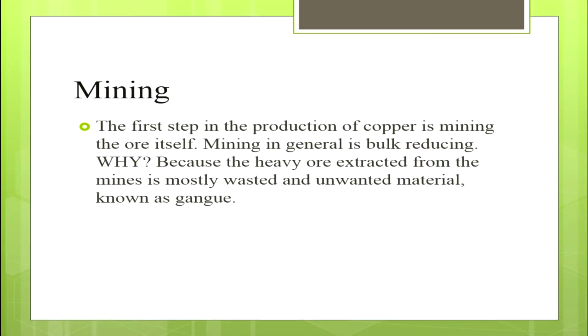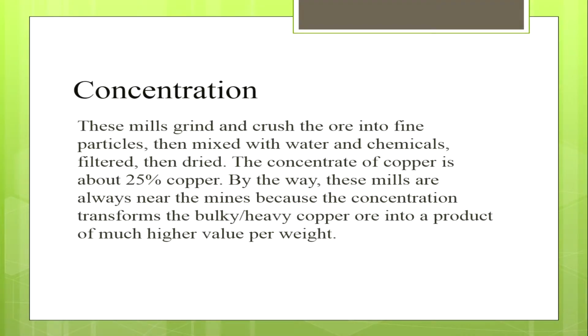The first step in the production of copper is mining the ore itself. Mining in general is bulk reducing. Why? Because the heavy ore extracted from the mines is mostly wasted and unwanted material, known as gangue. Mills grind and crush the ore into fine particles, which are then mixed with water and chemicals, filtered, then dried. The concentrate of copper is about 25% copper.